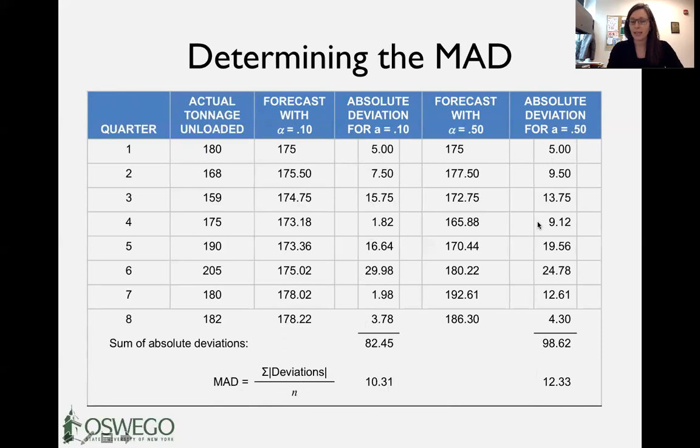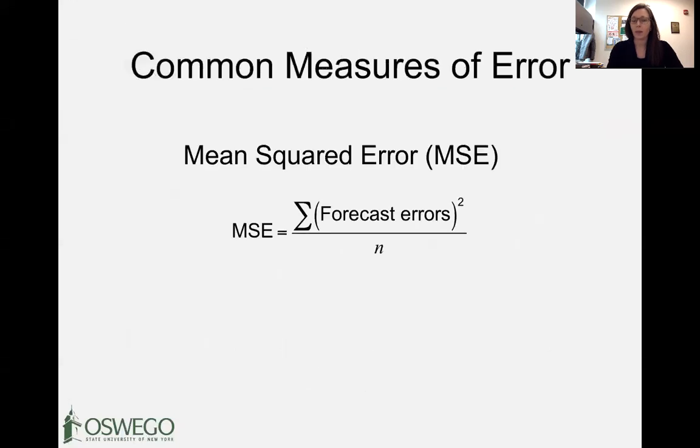So in this case, it's indicating to us that the alpha value of 0.1 is actually giving us a more accurate forecast because the forecasting error is lower for that forecasting model. Another one we could use is mean squared error.